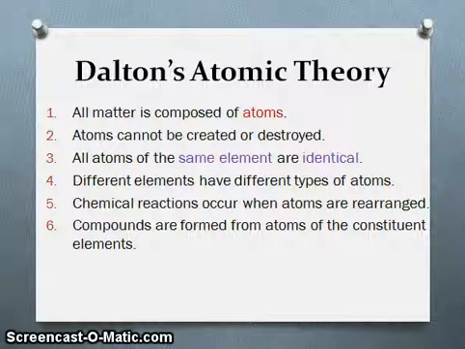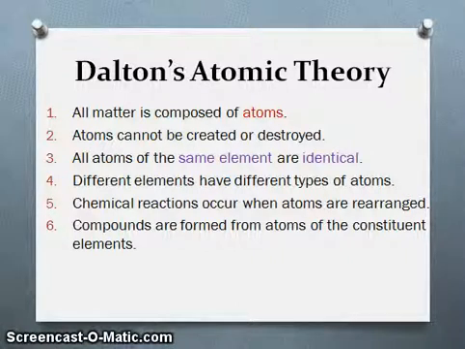Number three states that all atoms of the same element are identical, and this means that they have the same size, mass, and other properties. Number four is very similar to number three, and this states that different elements will have different types of atoms. So for example, we were talking about water before in our video, and we can say now that the hydrogen atoms will have the same size and mass, so again the concept of atomic weight. However, they will be different from the oxygen atoms.